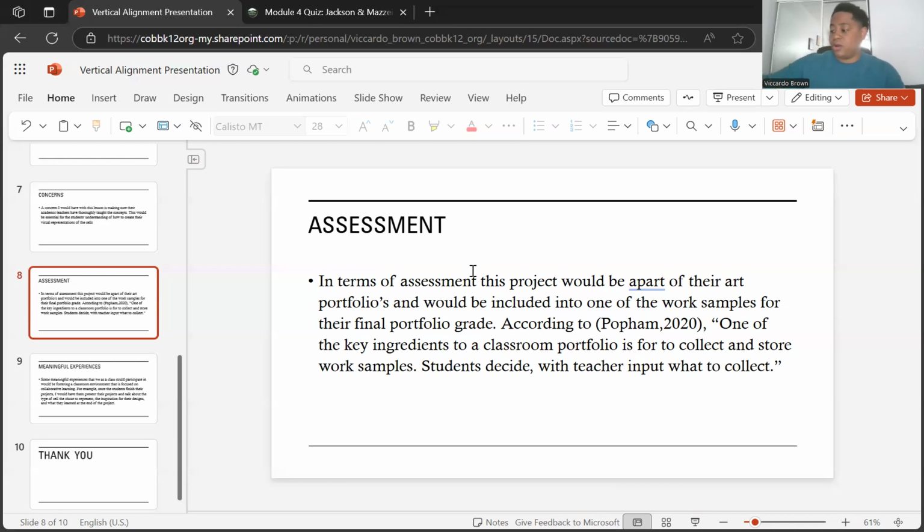Hey, listen, we're gonna do these three projects or four projects or five projects that's going to determine your final grade. Let's look at them. Bring me your portfolio. Also, I want to talk about something that Popham said. He said that one of the key ingredients to a classroom portfolio is for you to collect and store work samples. Students decide with teacher input what to collect.